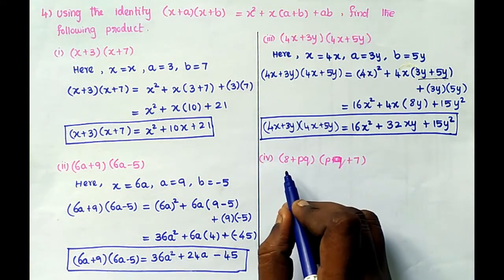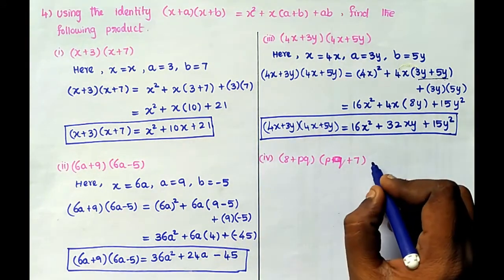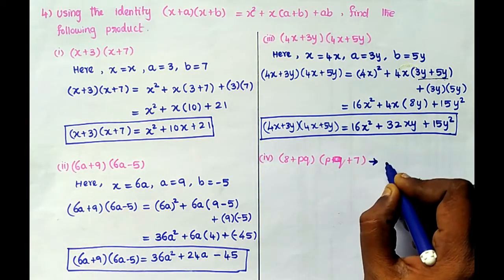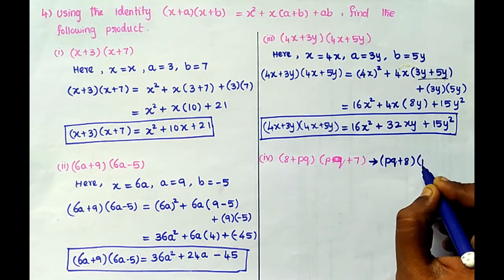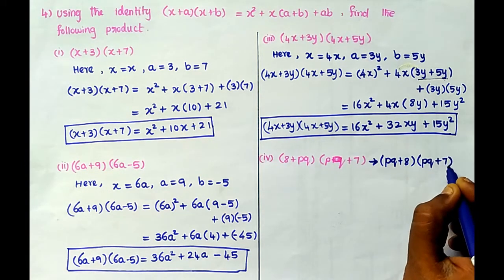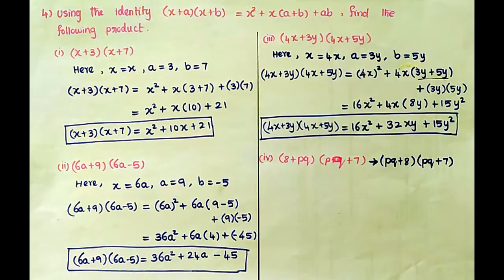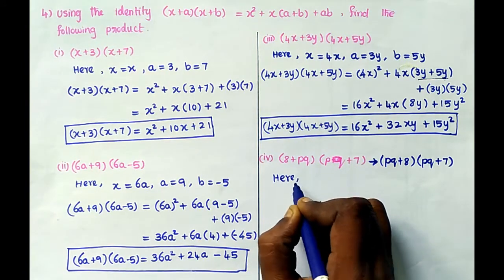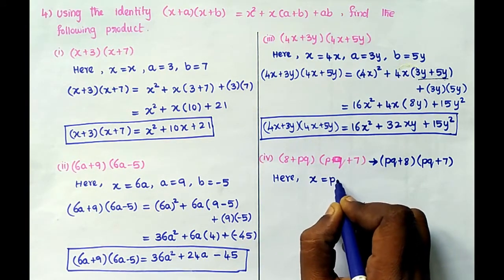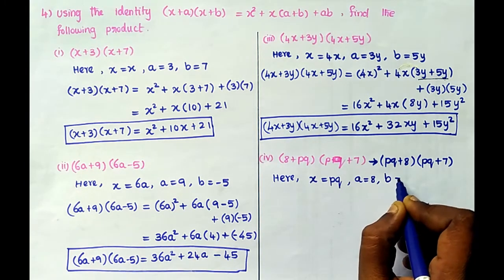Next one, (8 + pq)(pq + 7). We can write this one as (pq + 8)(pq + 7), since 8 plus pq is equal to pq plus 8, right? So here x equal to pq, a equal to 8, and b equal to 7.